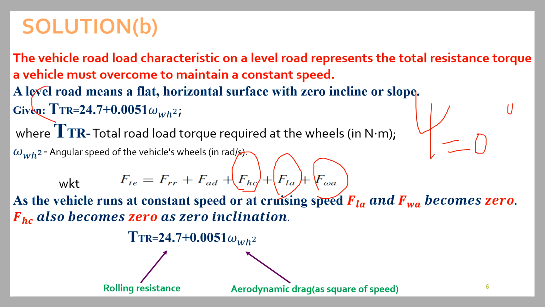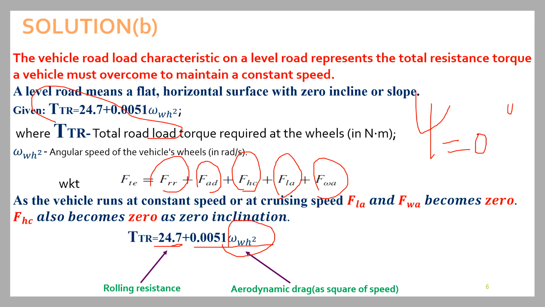So the given expression is nothing but FRR value is 24.7. It is constant, depends only on mass. And the second term is, we know, 1/2 rho A CD V square. In terms of V square, velocity square, we have omega square, right? So the first term represents the rolling resistance force or the rolling resistance torque. The second term is aerodynamic drag.